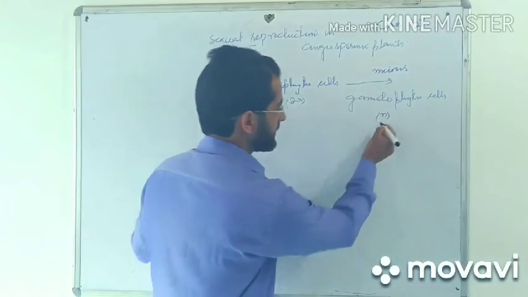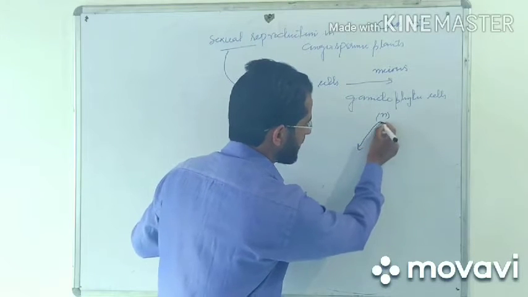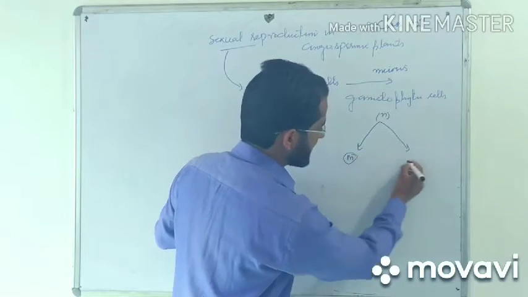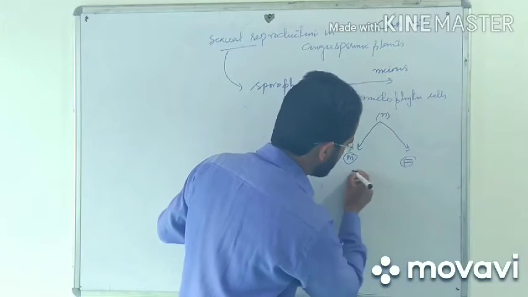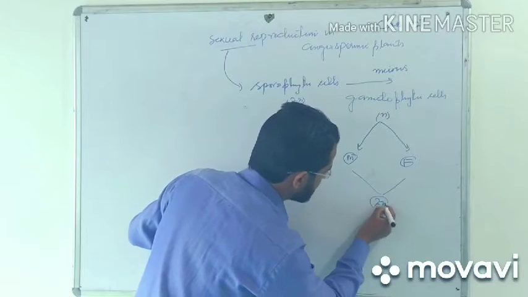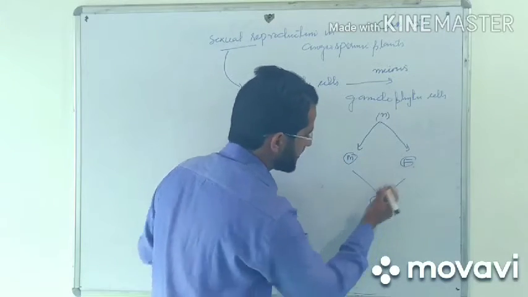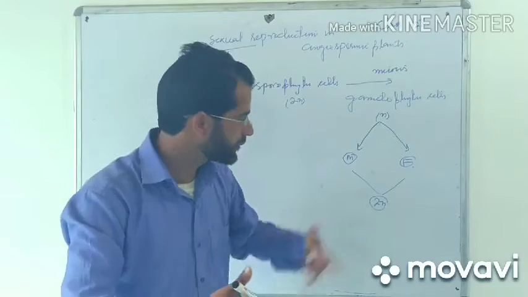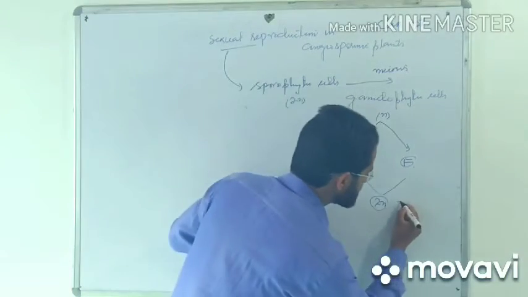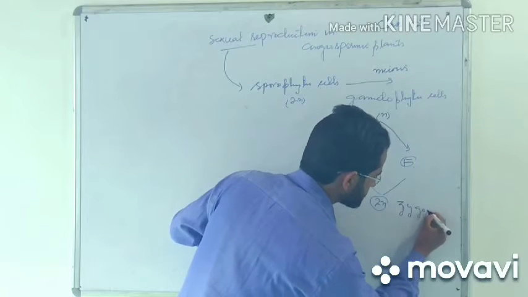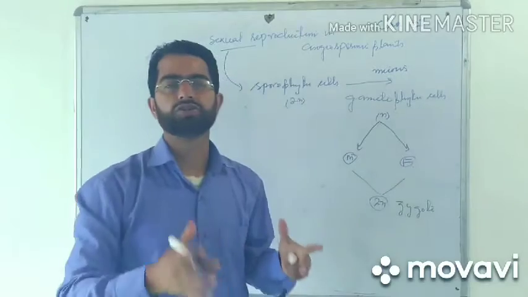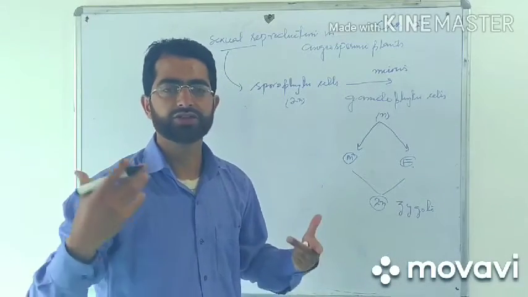Those haploid cells are of opposite nature, that means opposite sexes. A male haploid cell and a female haploid cell fuse together, resulting in formation of a diploid cell, that is known as zygote. This is haploid, this is haploid, and these male and female haploid cells fuse together, resulting in formation of a diploid cell. And this fusion of male gamete and female gamete is known as fertilization, right?